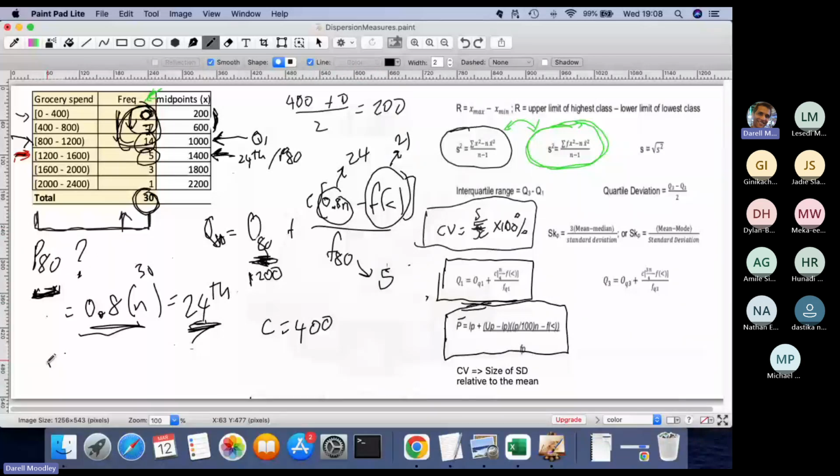Your P80 is 1,440. That's your final answer. So basically, 80% of the sample spends less than 1,440 rand on groceries. That's how you would interpret it.